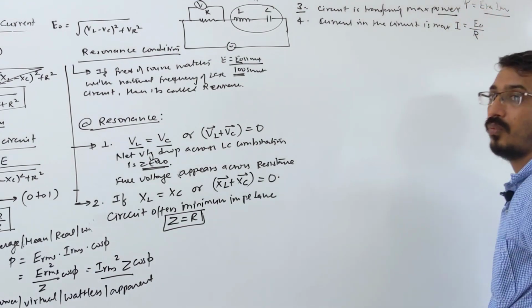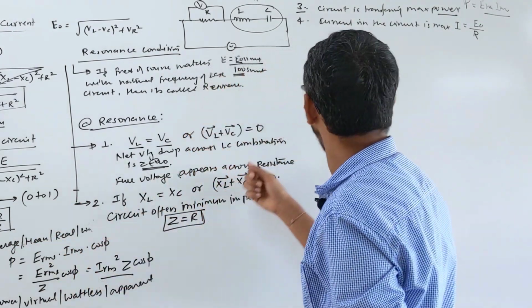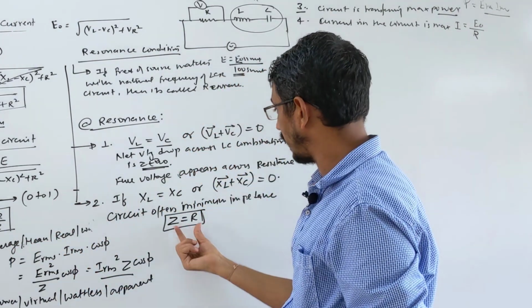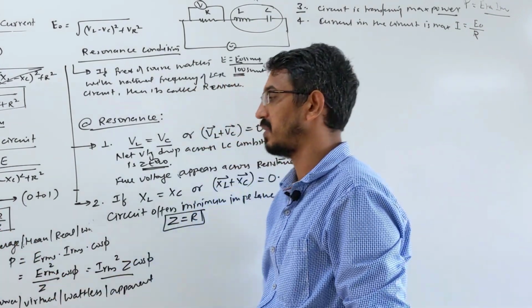Why? Because cos phi becomes what? 1. I will write the next point also: R and Z are equal. We wrote here R and Z equal. What is cos phi? R by Z. Same, right? It becomes 1, maximum.